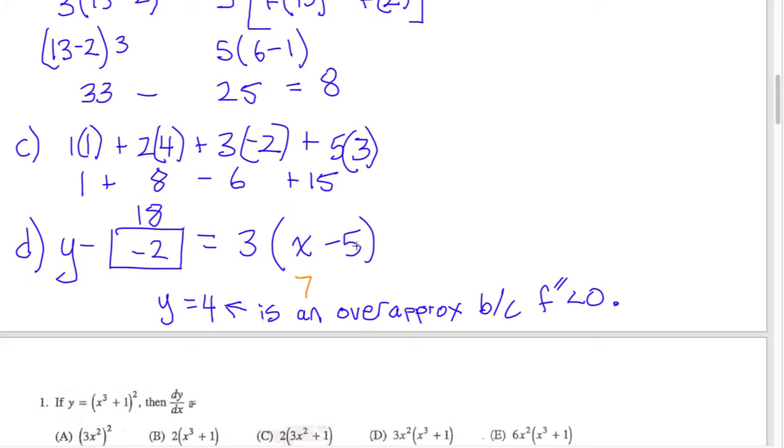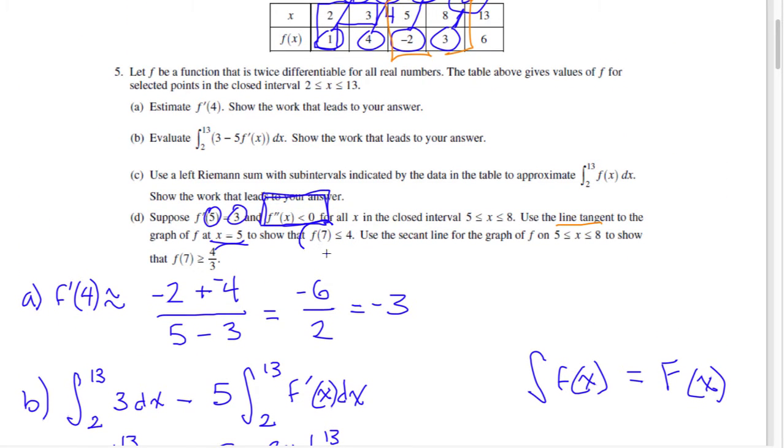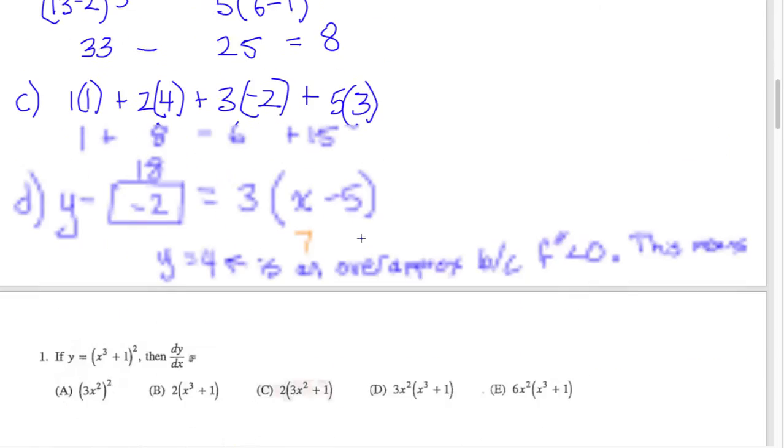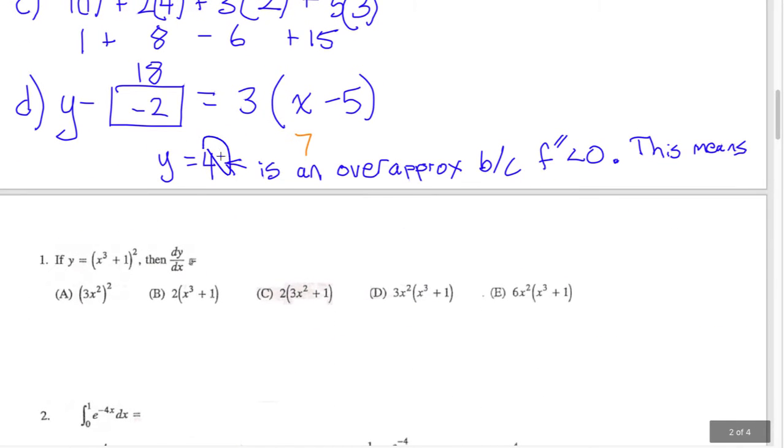So f double prime is less than 0. And then what does that imply? This means we're trying to prove that the height is less than 4. Does this prove that the height is less than 4? How does this help us that this is less than 4? It proves that it's equal to 4, but just not greater, not less than. The 4 is an over approximation, which means it's less.